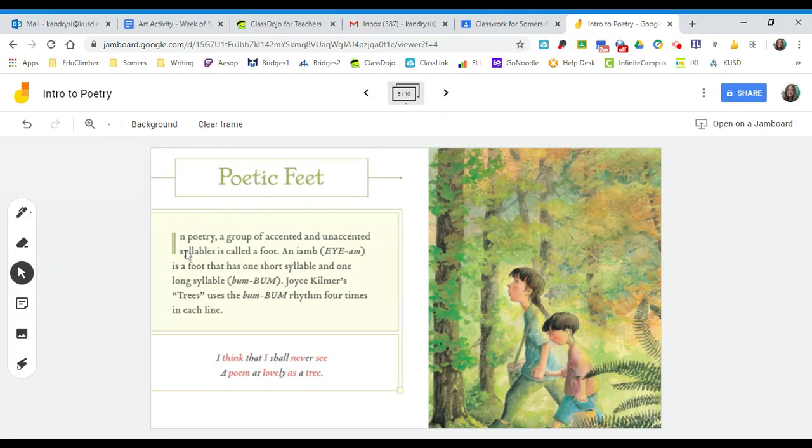Poetic feet. In poetry, a group of accented and unaccented syllables is called a foot. An iamb is a foot that has one short syllable and one long syllable. So it kind of goes ba-bum. Joyce Kilmer's Trees uses the ba-bum rhythm 4 times in each line. I think that I shall never see a poem as lovely as a tree. You can kind of hear it. Ba-bum, ba-bum, ba-bum, ba-bum.